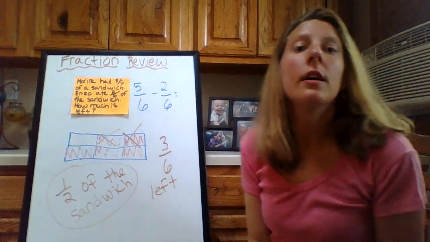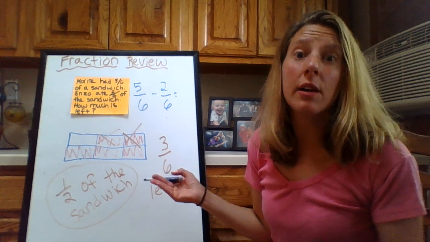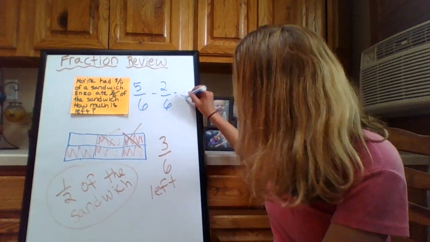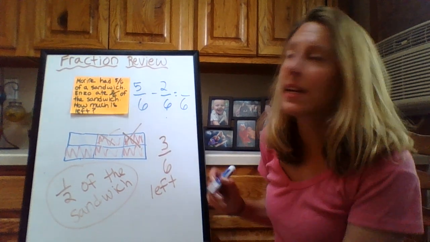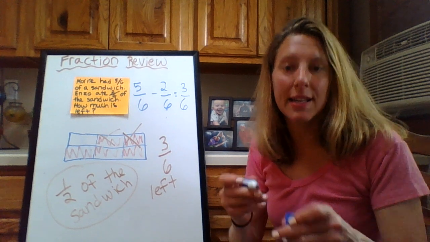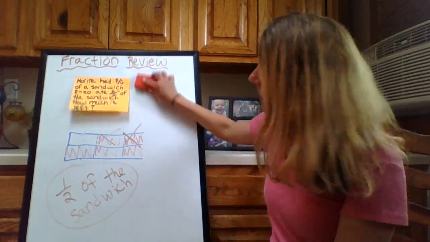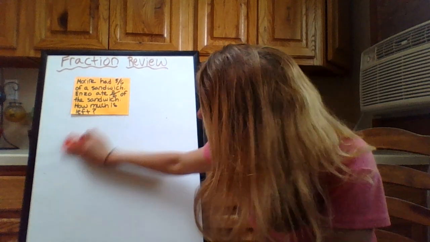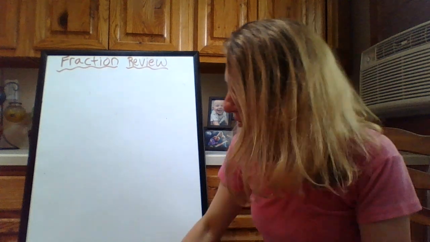We could look at this equation and say, okay, my denominator is the same, which means all I have to do is subtract the numerators. 5 minus 2 is 3, so we get 3/6. So now I'm going to show you how to add and subtract mixed numbers.